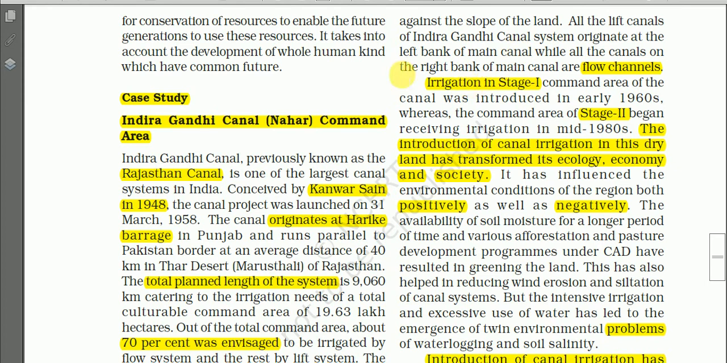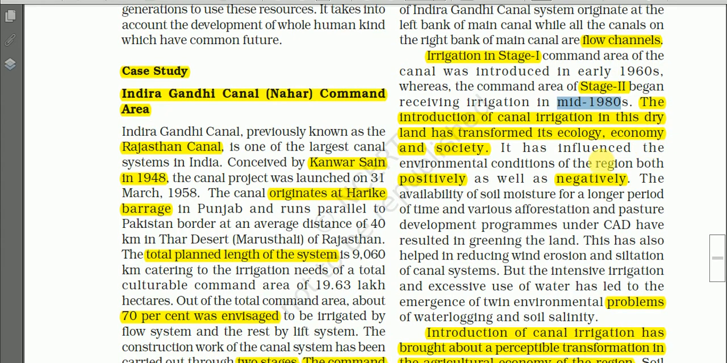So we have been discussing these dimensions, the structural characteristics of the Indira Gandhi Canal: what is the length of the canal, how much area is irrigated, when it was conceived, what the divisions and systems are. And see, irrigation in stage 1, the command area of the canal, was introduced in the early 1960s, whereas the command area of stage 2 began receiving irrigation in the mid-1980s. Stage 1 irrigation system was started in the early 1960s, and stage 2 command area irrigation was started in the middle of the 1980s.